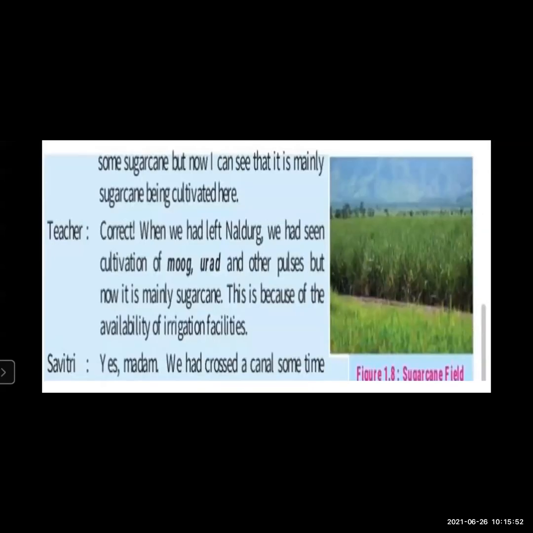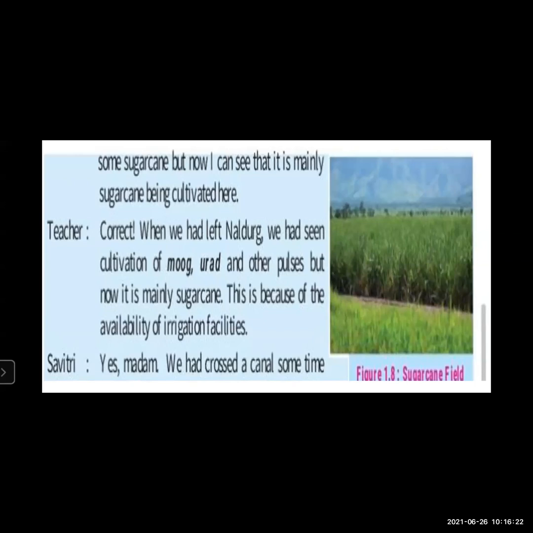Teacher, correct. When we had left Naldurg, we had seen cultivation of moong, urad and other pulses, but now it is mainly sugarcane. This is because of the availability of irrigation facilities and also a good availability of water. So when there is good availability of irrigation facilities and water, it becomes much easier for the farmers to cultivate crops or to do irrigation.